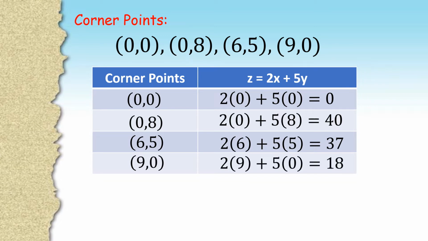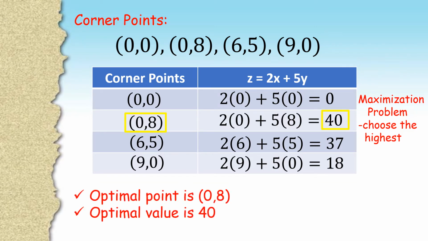Since we are dealing with a maximization problem, we always go to the highest value. So we choose the highest value, which is 40. Therefore, the optimal point is at (0, 8), while the optimal value is 40.